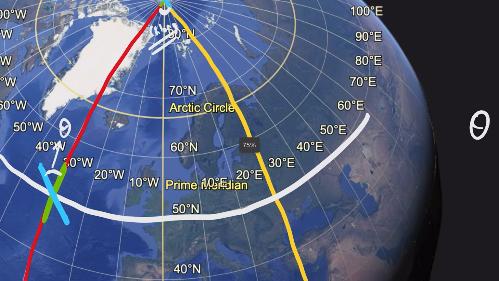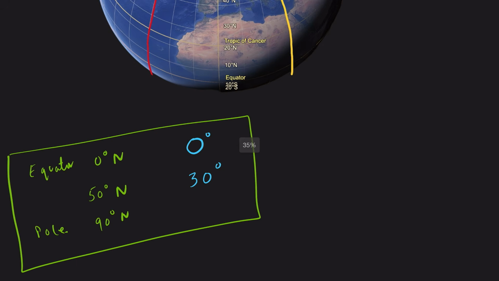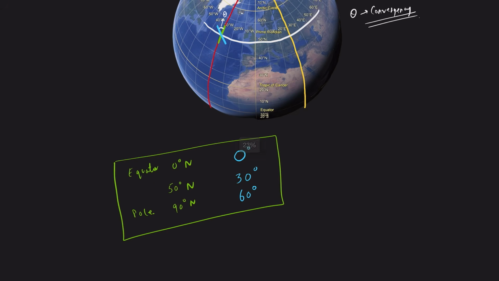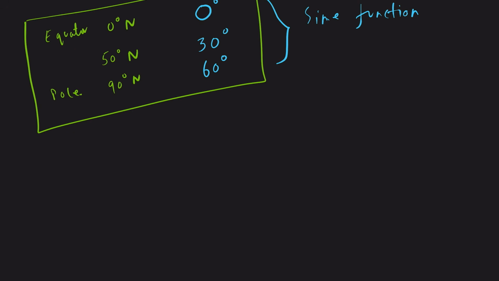And at 90-degree north, it is my Shillong. And what was the value of Shillong? It was 60 degrees. So what I see is that as I'm moving from the equator towards the pole, the value of convergency is increasing. And I can say that this follows a sine function. Now, what is a sine function?